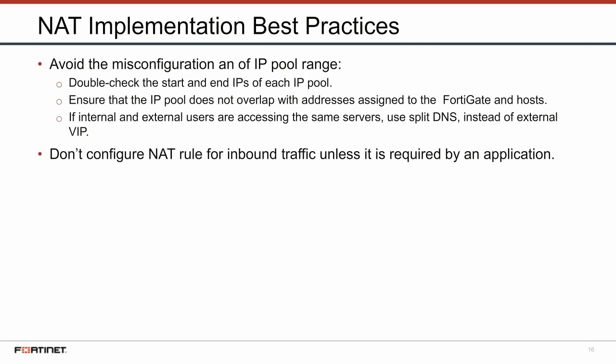Use the following best practices when implementing NAT. Avoid the misconfiguration of an IP pool range. Double-check the start and end IPs of each pool. Ensure that the IP pool does not overlap with addresses assigned to FortiGate interfaces or to any host on directly connected networks. If you have internal and external users accessing the same servers, use split DNS to offer an internal IP to internal users so that they don't have to use the external-facing VIP. Don't configure a NAT rule for inbound traffic unless it is required by an application. If, for example, there's a matching NAT rule for inbound SMTP traffic, the SMTP server might act as an open relay.